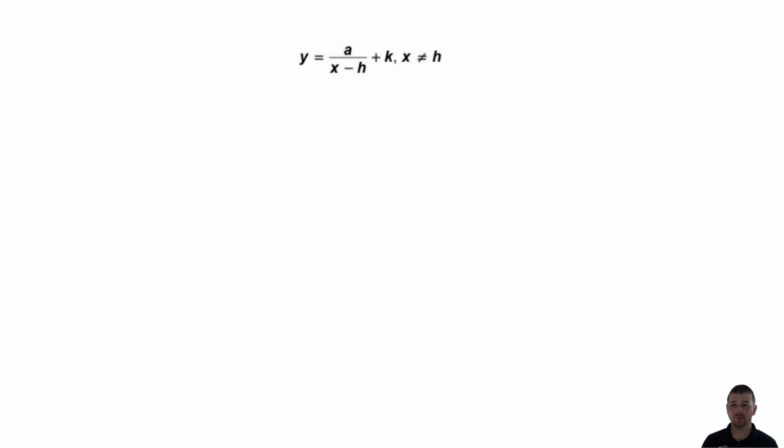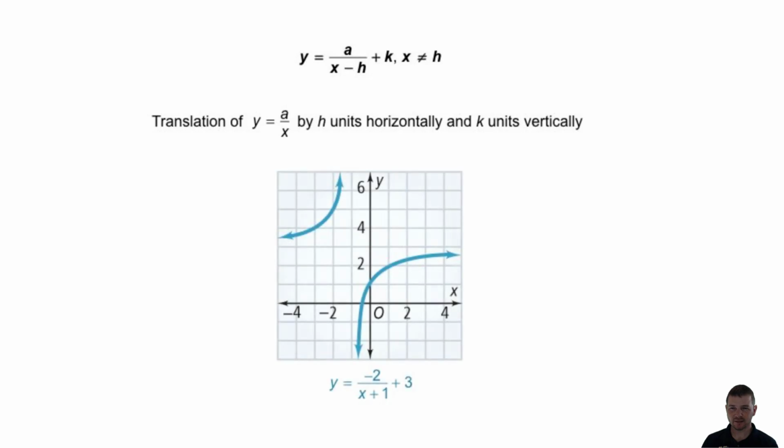Now, in the case of y equals some number a over x minus h plus k, where x does not equal h, we have a translation of y equals a over x by h units horizontally and k units vertically. So in this case, graphed below, y equals -2 over x plus 1 plus 3.